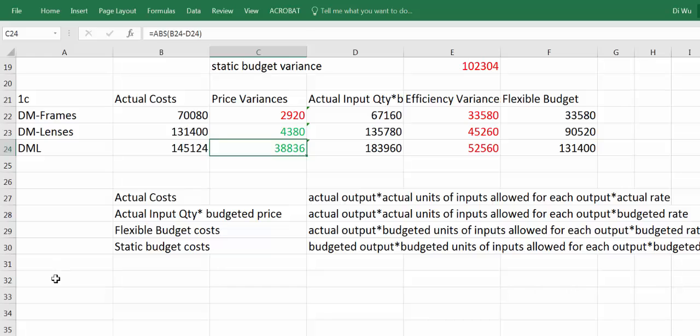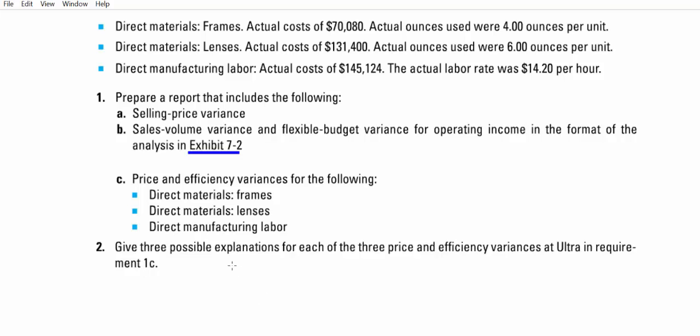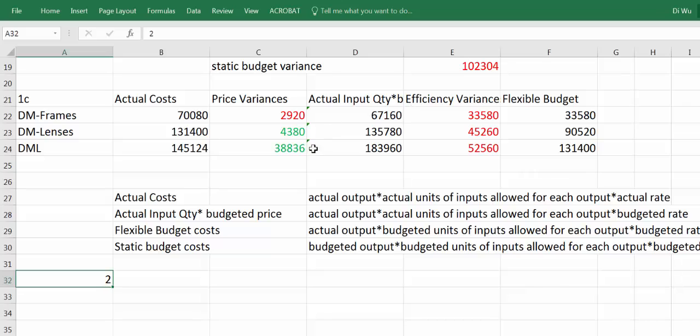So now we talk about question 2. Question 2 actually is more interesting because we try to use these numbers to give 3 possible explanations for each of them. So 1C has 3 parts: frame, lens, and labor. So let's take a look at what we have. Why do you have price variances? There are many explanations you can think about.